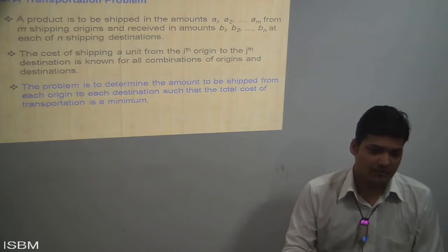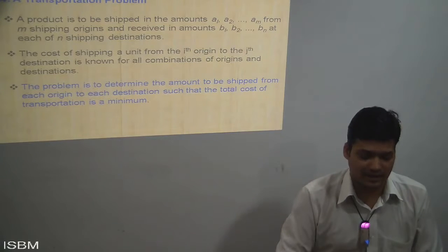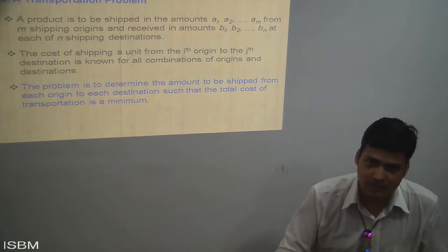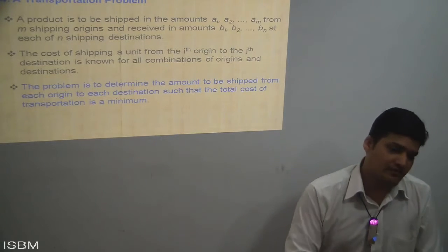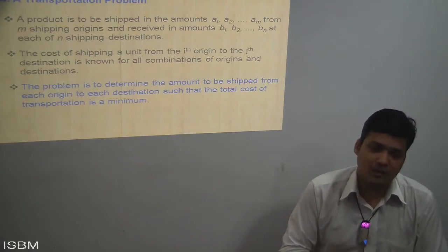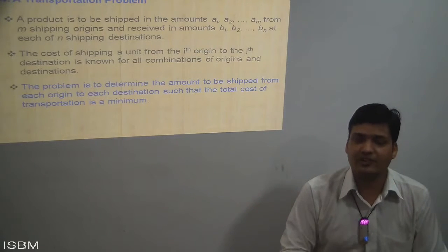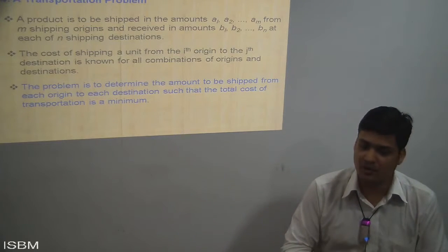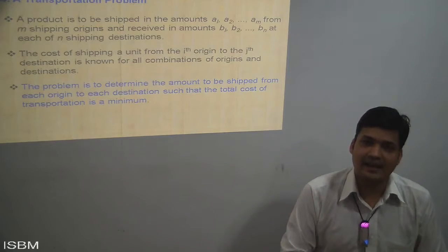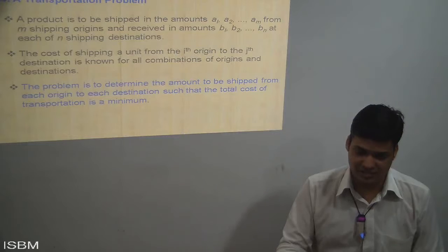Next is problem 4, the transportation problem, which is different. Basically it's linear programming, but we have another chapter on the transportation problem which we are going to learn in coming days. A product is to be shipped in the amounts A1 to Am from m shipping origins and received in amounts B1 to Bn at n shipping destinations.